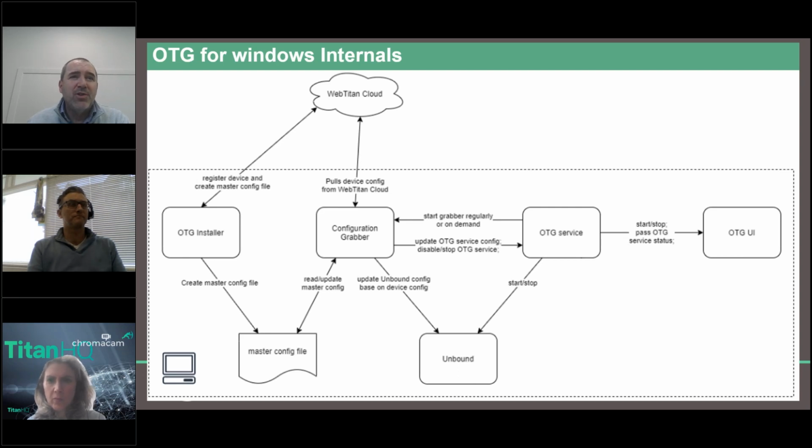Some of the things that the installer does as well is it'll store the master configuration, some more details about how it communicates with WebTitan Cloud, such as the RPC URL, as well as the device key for the device itself. The OTG service then is a Windows service which monitors the system, detects when there are any network or network adapter changes, so it can switch from operating in OTG mode to going back to whatever the settings were pre-being enabled.